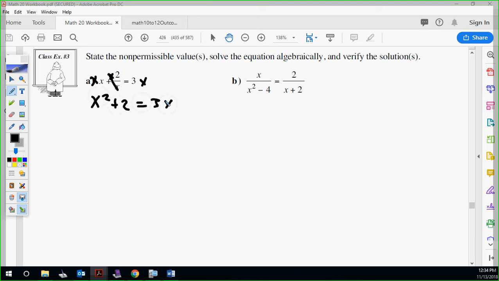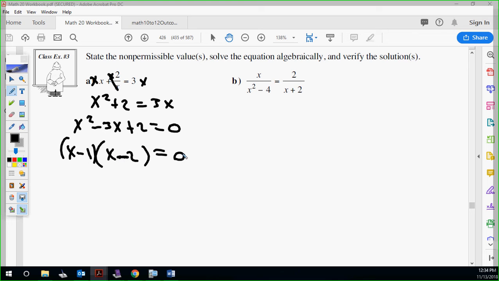And so now we're kind of at a comfortable spot. We're solving a quadratic now. So I'll wait, let you guys get what happened there. So we're just going to solve. We're going to subtract the 3x over, so it's equal to 0. It's a quadratic, so it's going to be x squared minus 3x plus 2 equals 0. That does factor to that. Okay, so my solutions are 1 and 2.